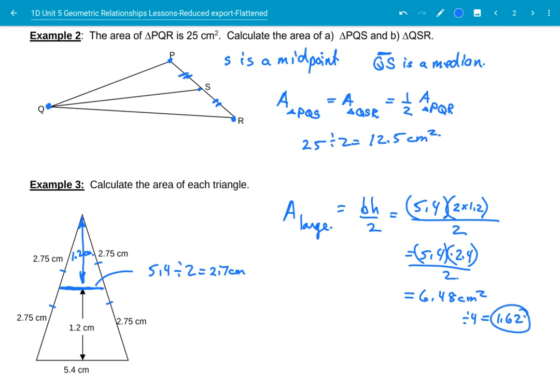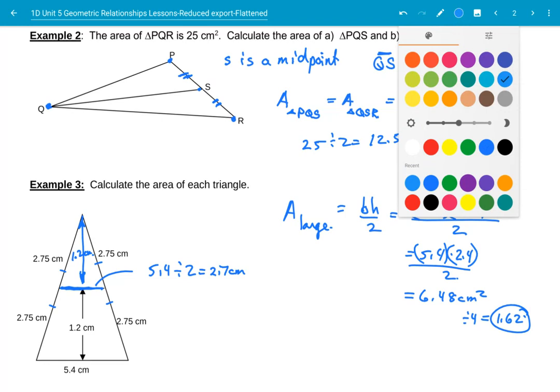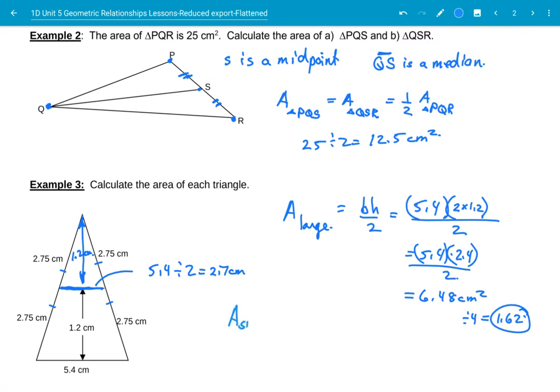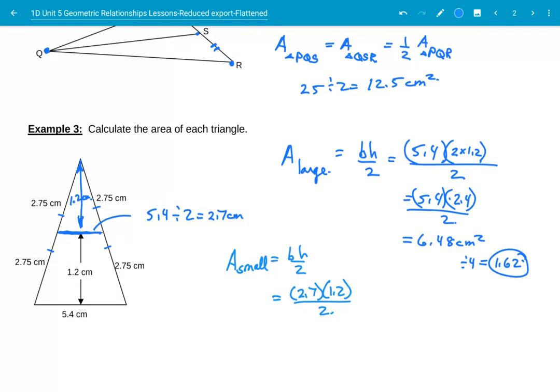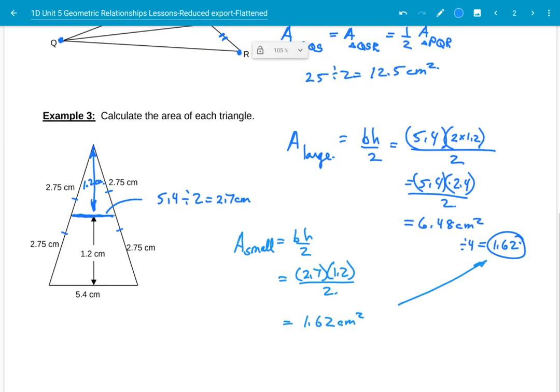So let's just try it out using the formula. Area of the small, base times height divided by 2, 2.7 times 1.2 divided by 2, and that is 1.62 centimeters squared. Yep, so that matches. Okay, that's it for the examples for this note. So finish your note and then go on to the assigned questions.